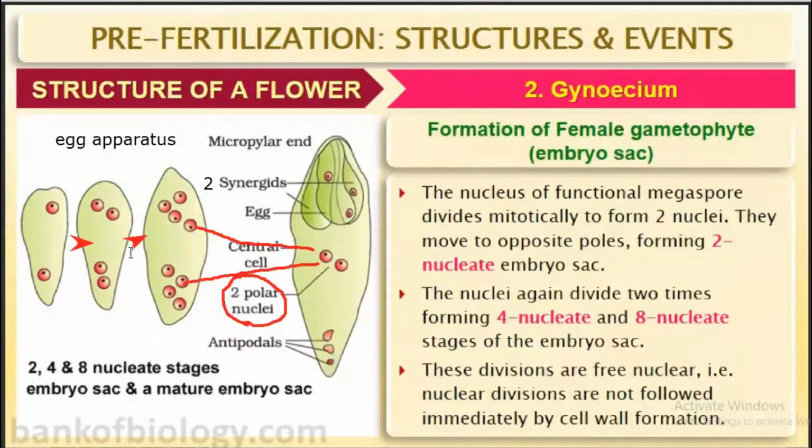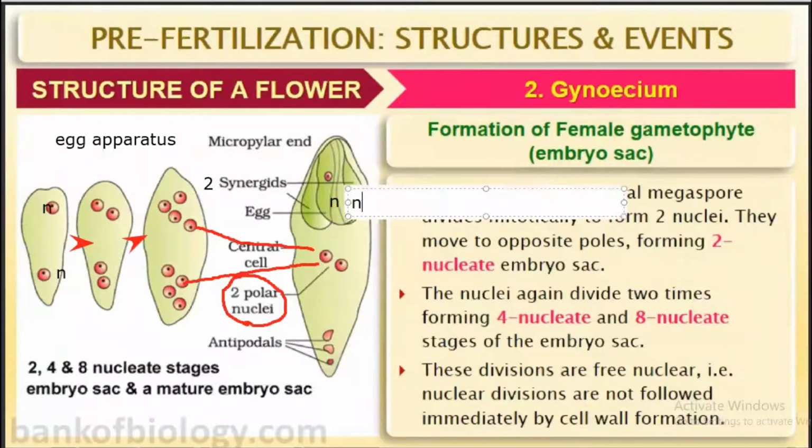So here mitosis took place. Yes, before this mitosis, during the formation of the megaspore, the cell division was meiosis, so the ploidy is N. So we can write the ploidy is N. Here also the ploidy is N. In all this cell division, only mitosis is taking place, so here all the ploidy is N. So in this synergid, the ploidy is N. What about this egg? There also the ploidy is N.